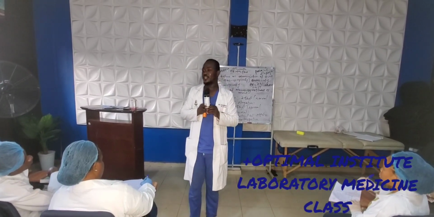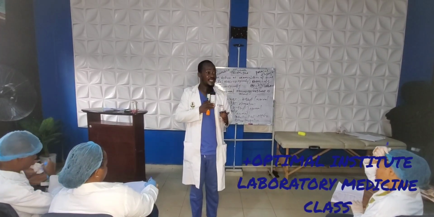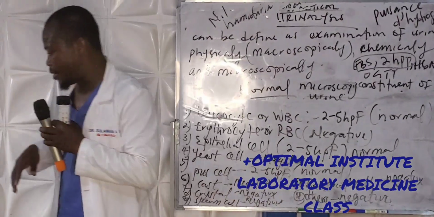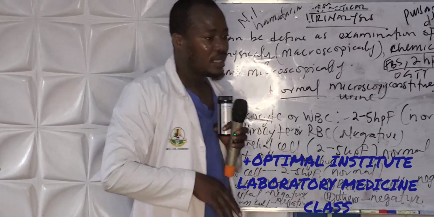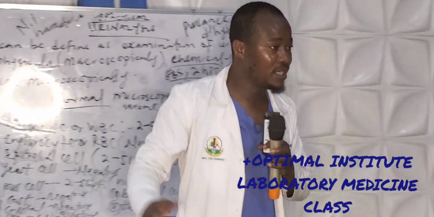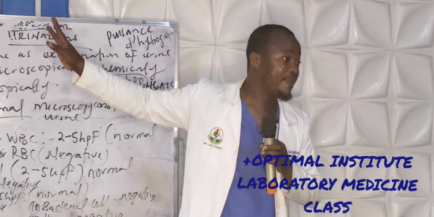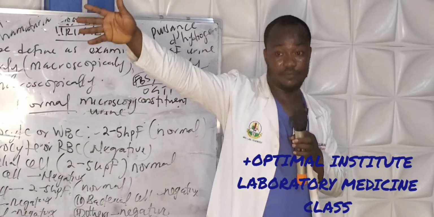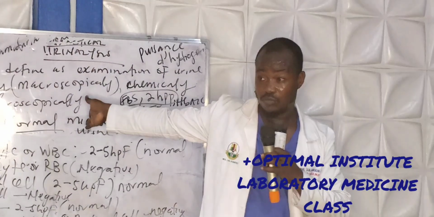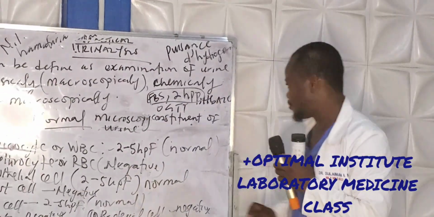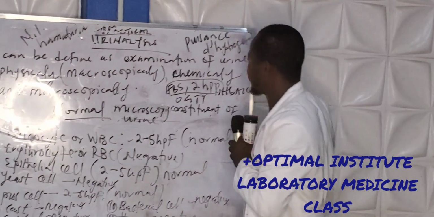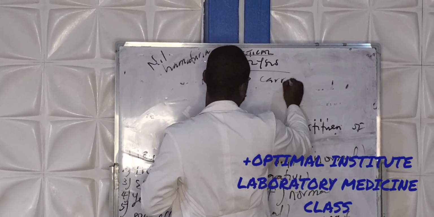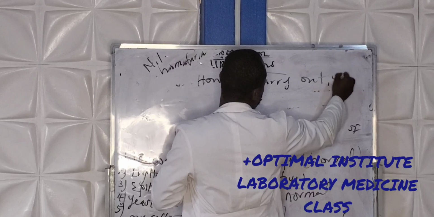Estimation. Now, the next thing is to talk about how urinalysis can be done. After we have understood the normal healthy person, any other thing other than this is a problem. Am I communicating? How to detect, how to estimate, how to carry out urinalysis.